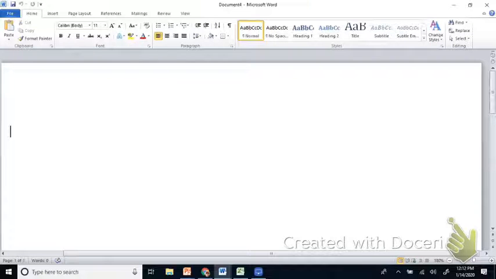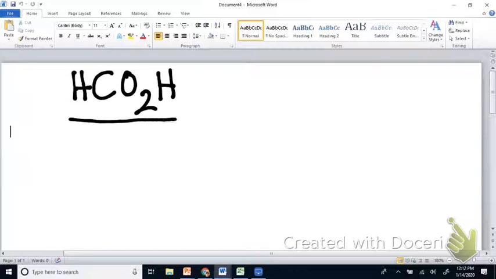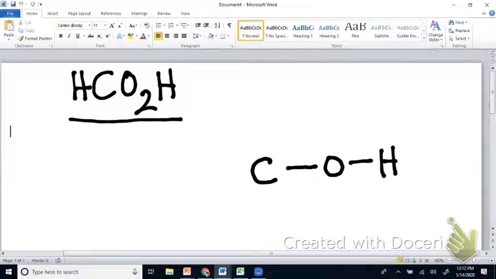So our first problem is to determine the Lewis structure of HCO2H. We know carbon will make 4 bonds and oxygen will make 2 bonds, so I think that it makes sense for us to have an OH. And of course, oxygen will have 2 lone pairs.